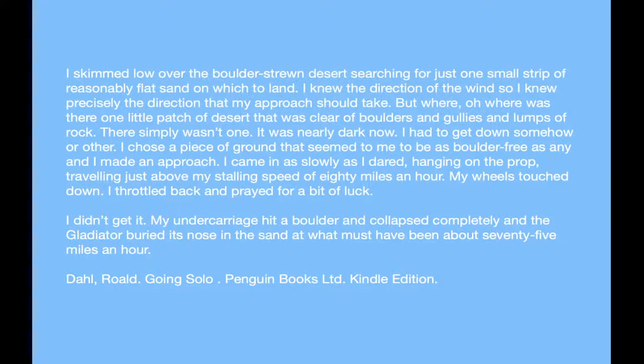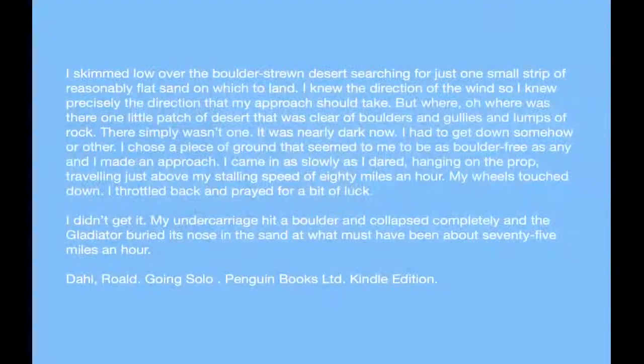"It was nearly dark now." These two short sentences back to back. They're dramatic. They're emphasising the suddenness of what's going on. In his writing, Roald Dahl is imitating the experience. He's trying to make us feel in our chests what it must have been like. Those long moments, and then those sudden, urgent, dramatic moments. "I had to get down somehow or other." Again, another short sentence. Now we've got a long one.